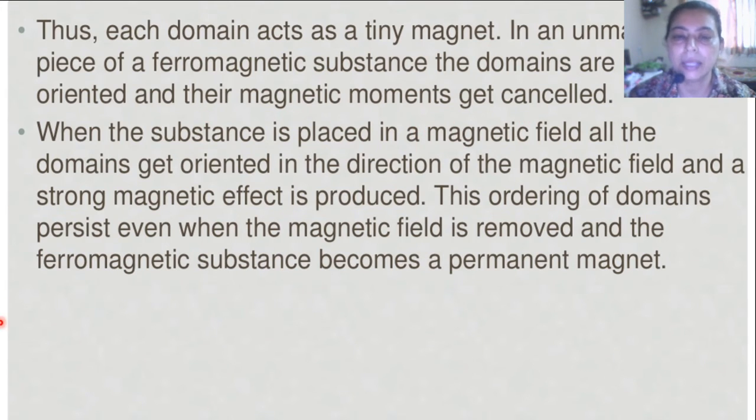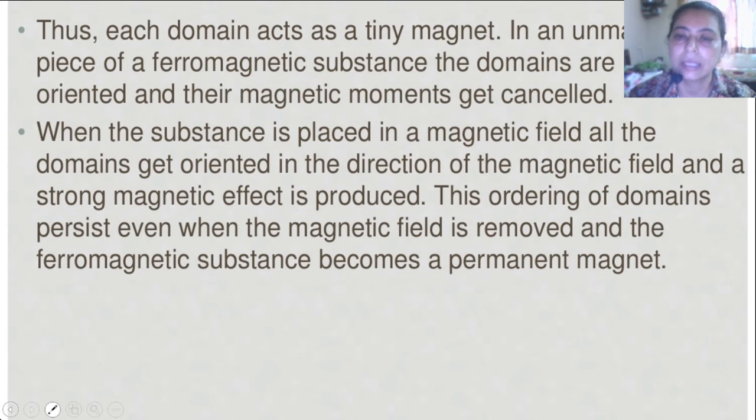But when the substance is placed in a magnetic field, all these domains get oriented in the direction of the magnetic field and a strong magnetic effect is produced. This ordering of domains persists even when the magnetic field is removed, and the ferromagnetic substance becomes a permanent magnet.